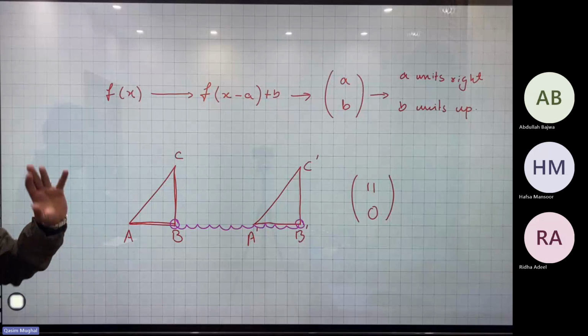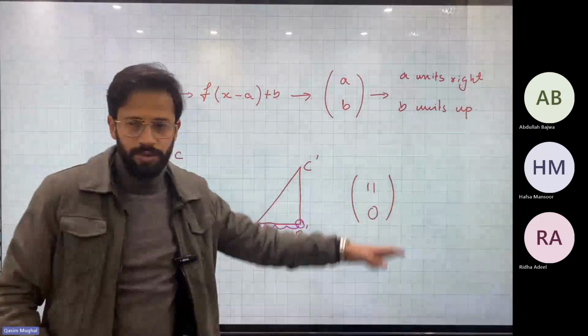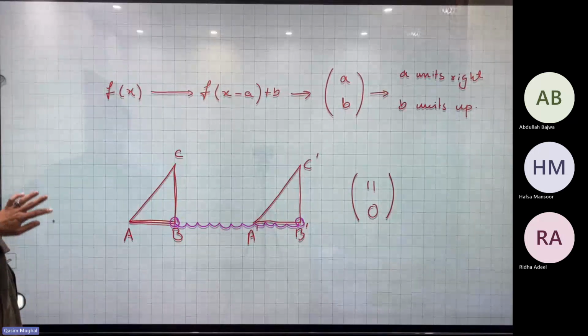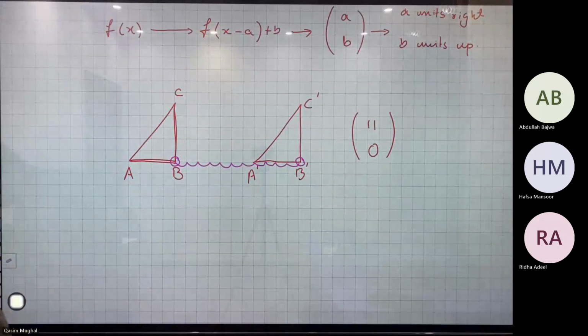Okay. And the question can come vice versa. You've been doing this in your IGCSE. Okay, and let's just apply it on functions.